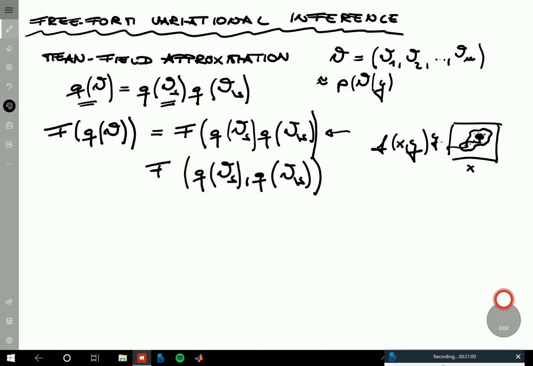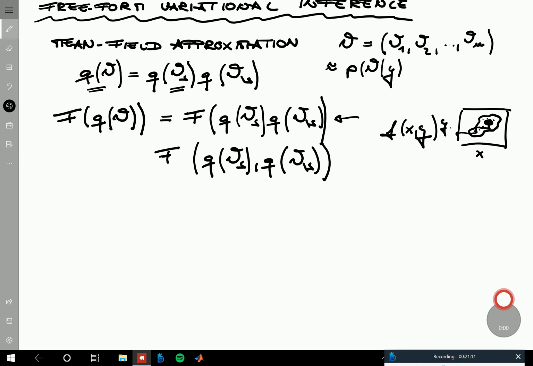That's the fundamental idea. And the good thing, and this is now why this coordinate-wise ascent comes in, the good thing is that variational calculus delivers a theoretical result of how to set these distributions. And this is what I call variational calculus. This is what I call the variational inference, like the free-form variational inference theory.